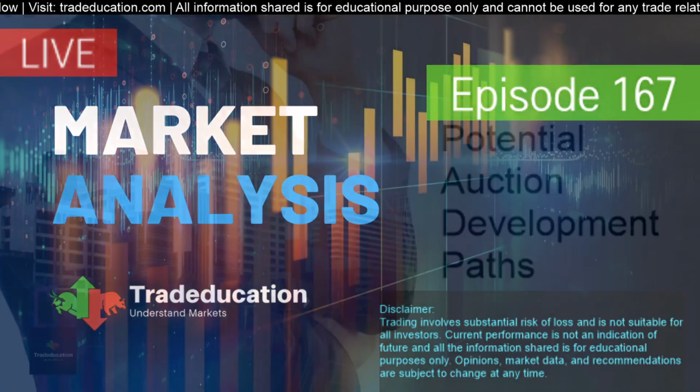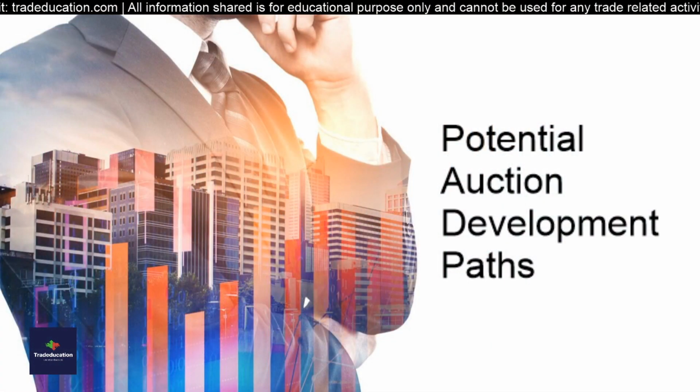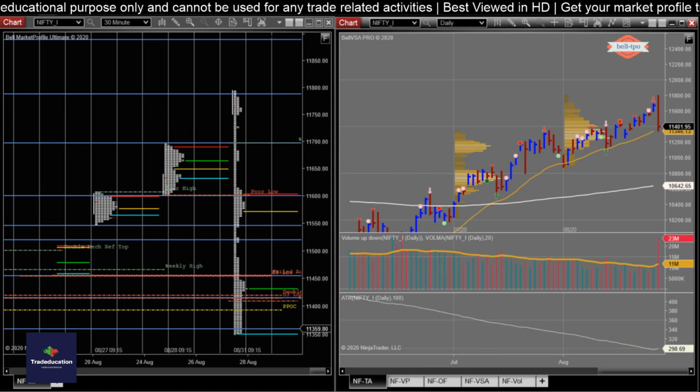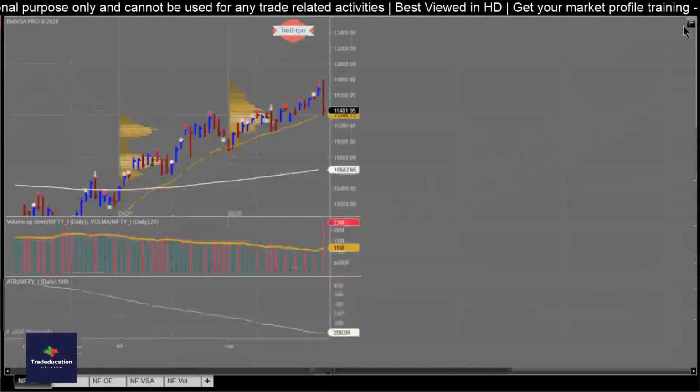Okay. So with that, let's look at what happened yesterday in the auction and what can be the potential auction development paths for today. So let me just quickly share my screen. First of all, let me jump to the daily time frame, the daily chart.